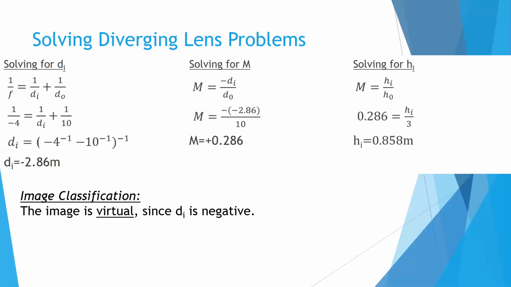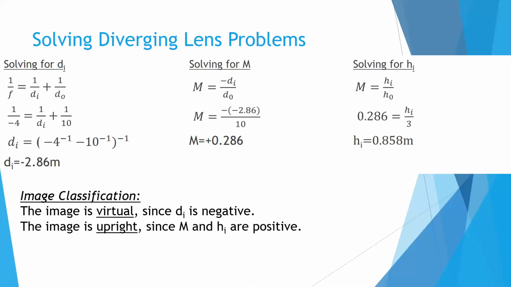All right, in order to figure out if it's upright or inverted, we got 2 options. First thing we can look at is our M. Since our M is positive, that means our image is going to be upright. If M was negative, it's inverted. Other thing we can look at is our HI. Our HI is positive, so that means our image is also going to be upright. Okay, so M and HI are always going to have the same sign. Okay, because remember, the height of the object is never going to be negative. You're never going to start with an upside down object.